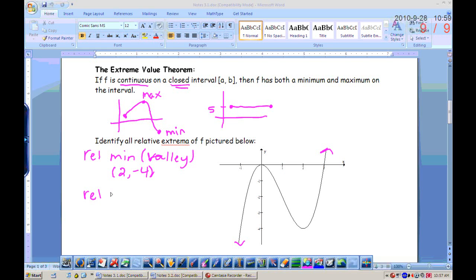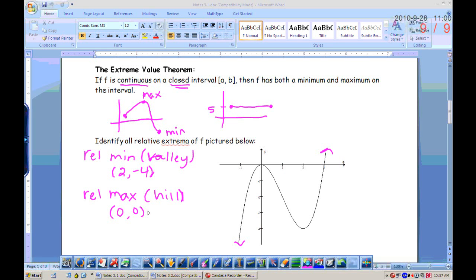And if a relative minimum is a valley, what could we call a relative maximum? A hill. Good. Or a mountain. Or a peak. Pencil top. Okay, where is the relative maximum? 0, 0. Okay, good.